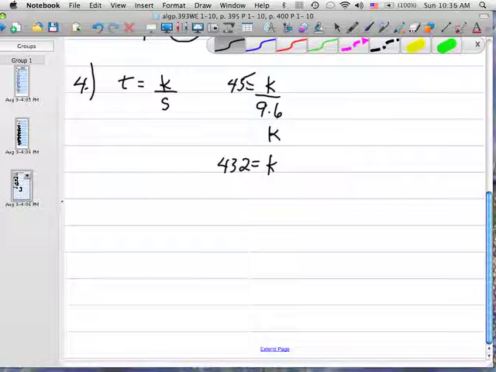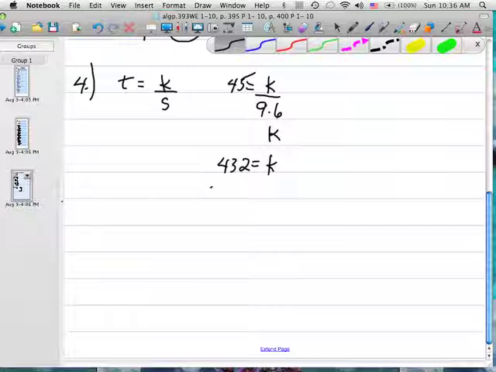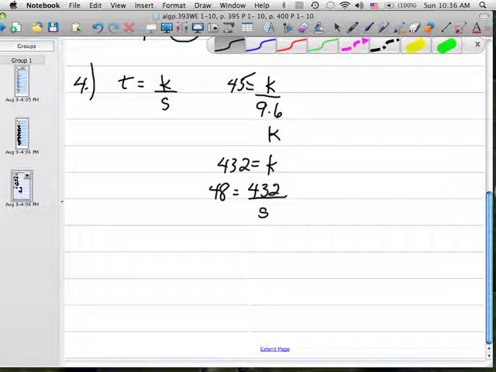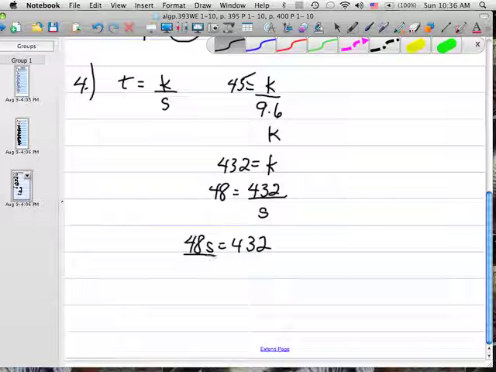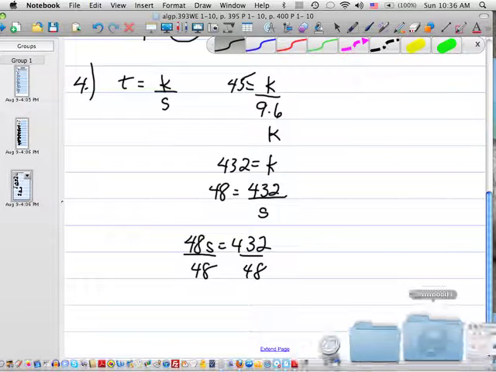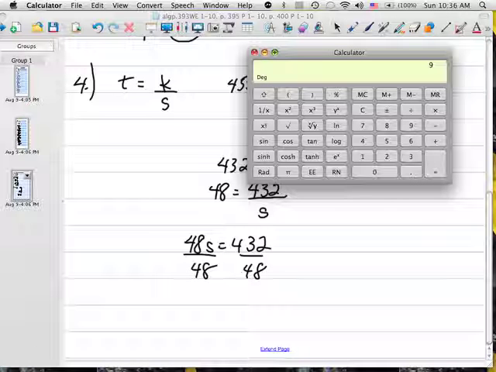So what was the last runner's average speed? So we have 48 seconds is the time it took him. Constant of variation is 432, and we're trying to find his average speed. So 48s equals 432. Divide by 48. And our speed would be 9 meters per second.